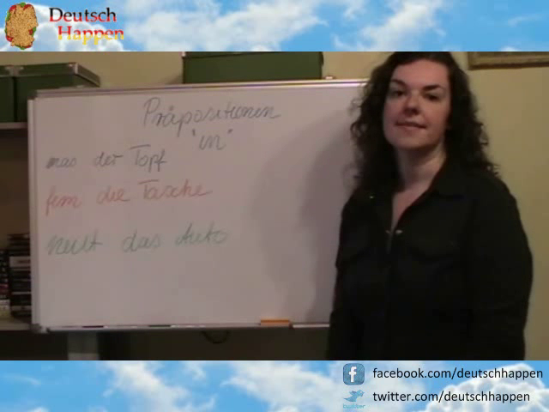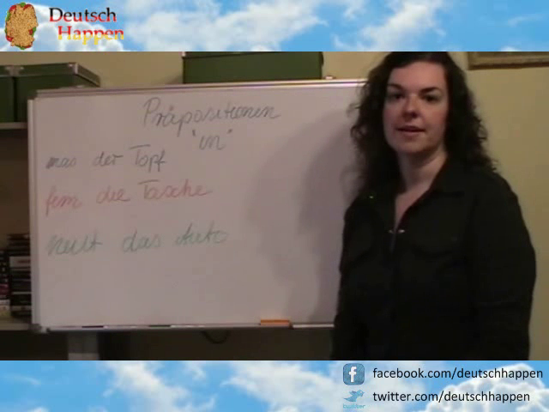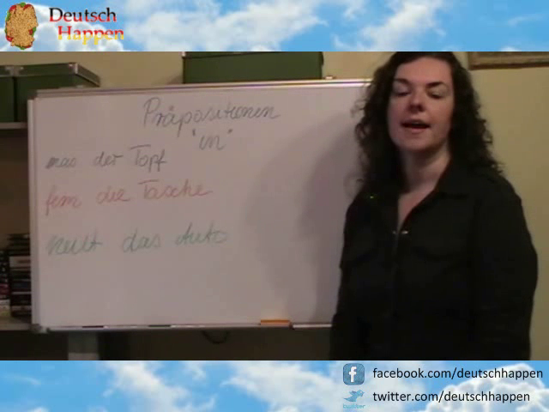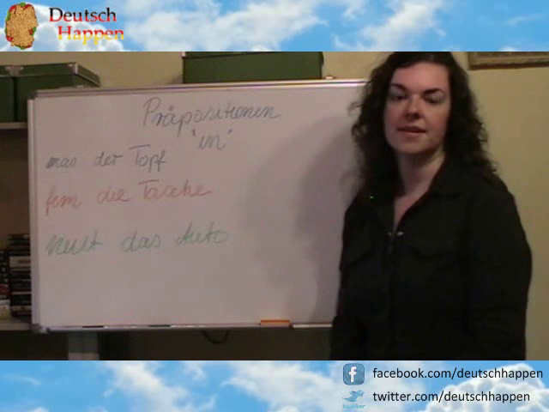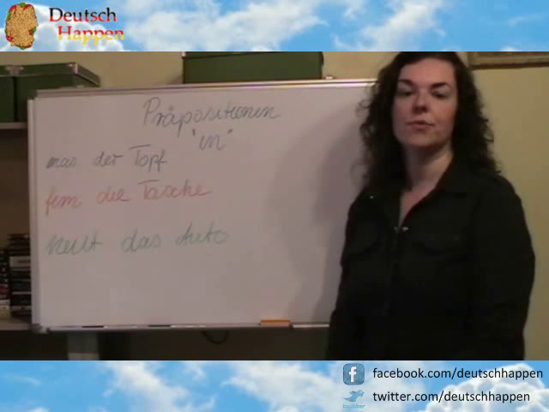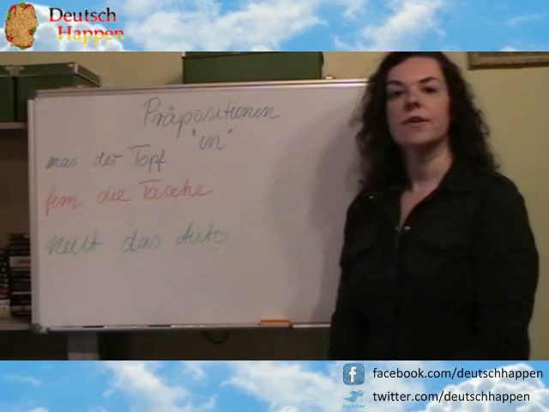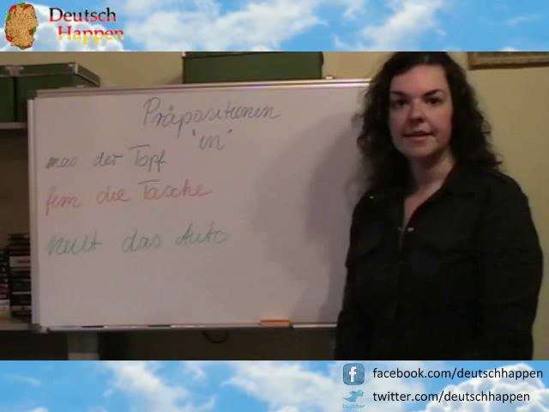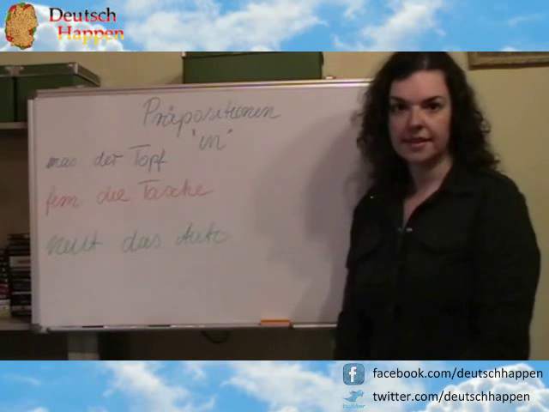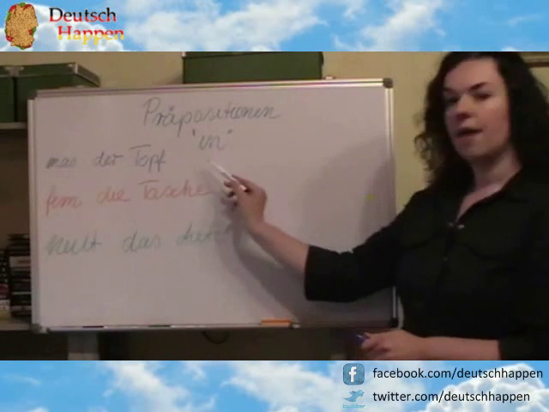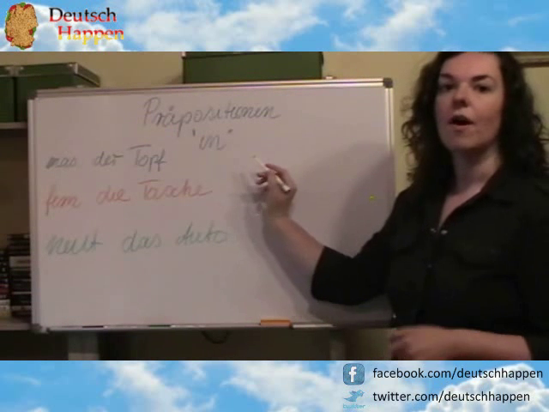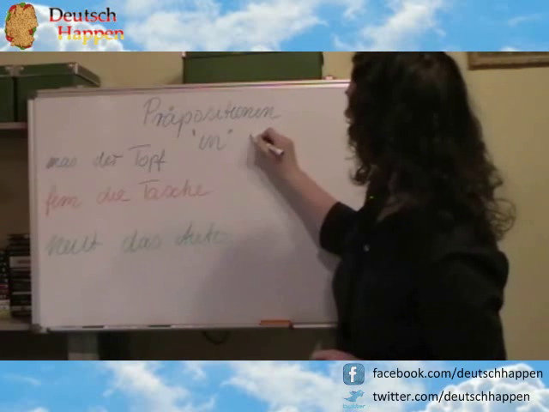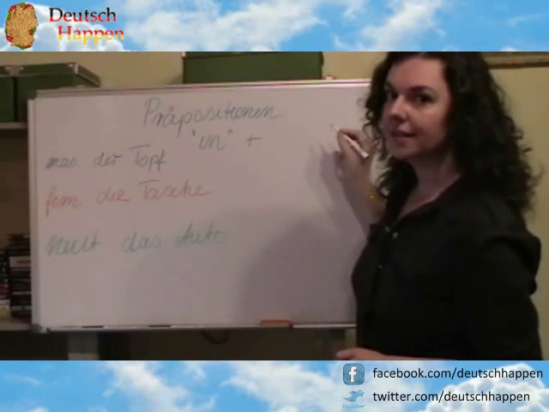If you watched yesterday's video, you're familiar with the preposition in, and today I want to concentrate on the fact that many prepositions in German are always connected to a certain case. So you know the cases, we have four. We have Nominativ, Genitiv, Dativ and Akkusativ. And now our preposition in is always connected to the dative. So we put in plus Dativ.